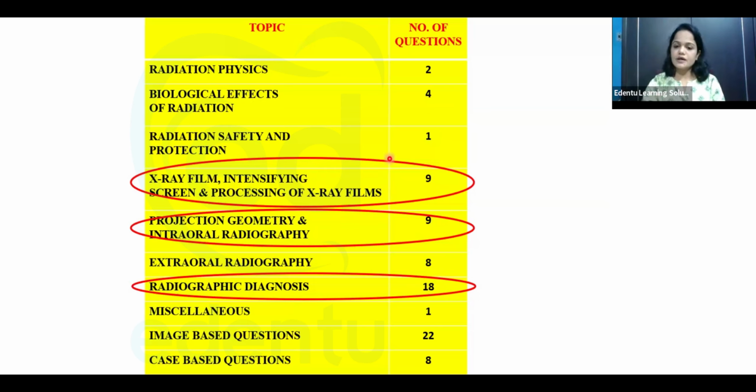Which book? The main standard book for reading oral radiology is White and Pharoah only. But it will be difficult to read the whole book if you are preparing, so I will ask you to mainly look at the images from the book and then practice the MCQs. Let me tell you a tip. Yes, notes are available in the Edentu app, so you can try contacting the Edentu app administrator for the notes.